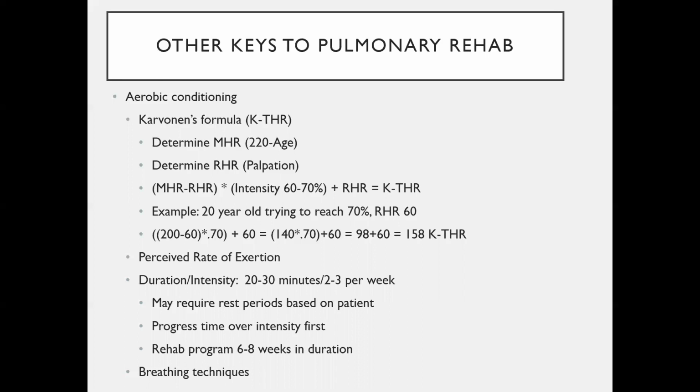Again, exercise should be 20 to 30 minutes, 2 to 3 times a week. 3 to 5 is most ideal. They may require periods of rest, which is fine. And when they're rehabbing from any type of lung or heart problem, typically it's going to be 6 to 8 weeks in duration in outpatient. That's it for this lecture.